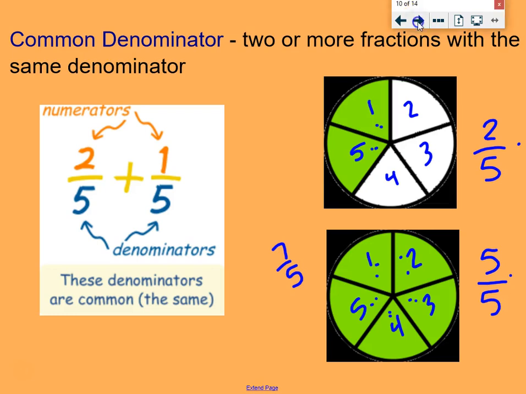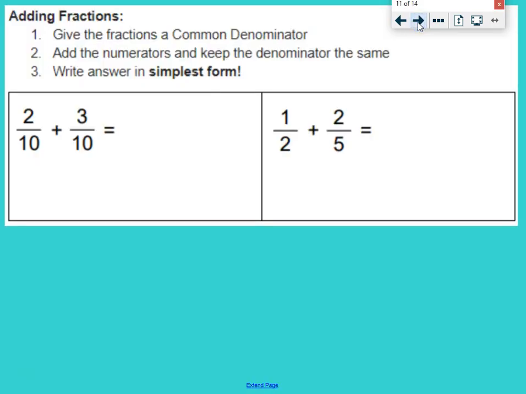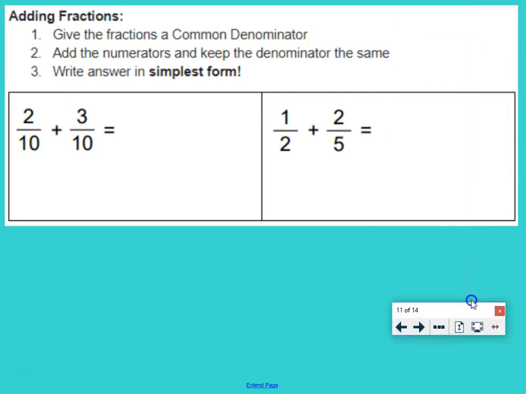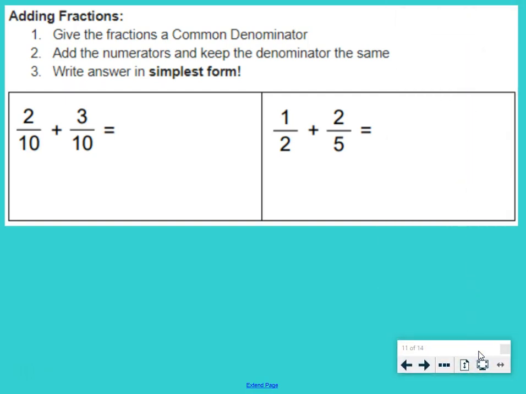All right, so adding fractions. First off, they have to have a common denominator, so same bottom number. Then you add the numerators, so add the top number and keep the denominator the same. And then make sure your answer is in simplest form. So we have to make sure it's reduced.